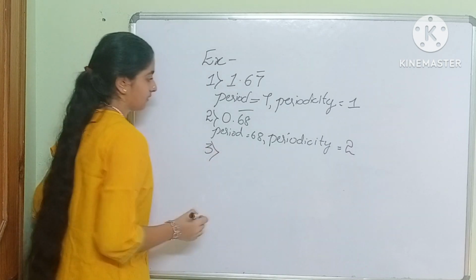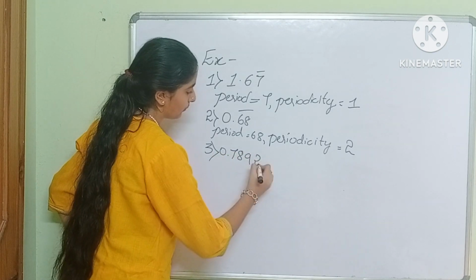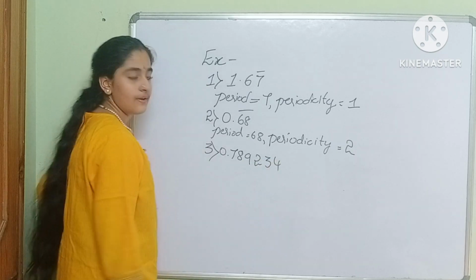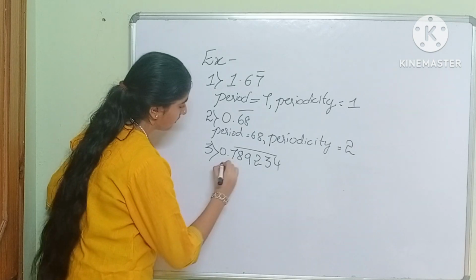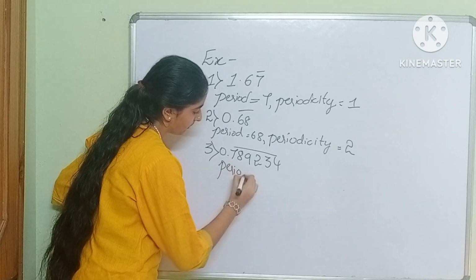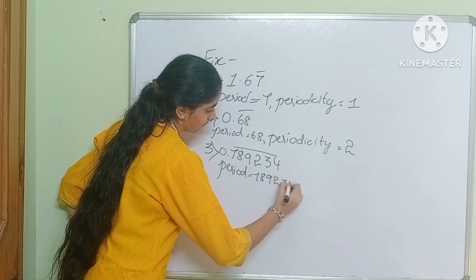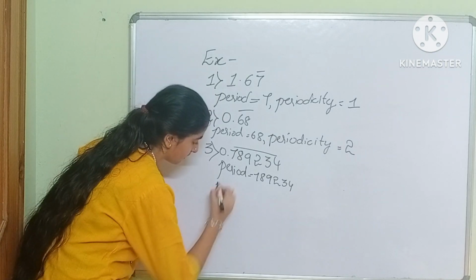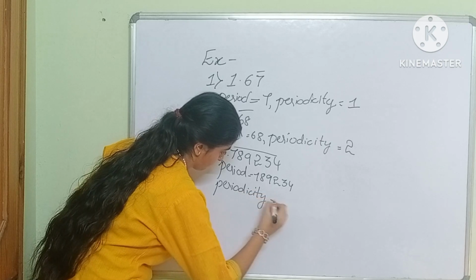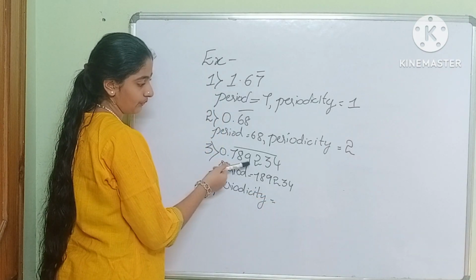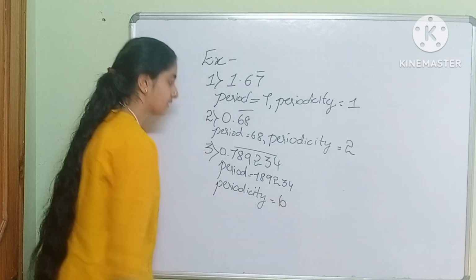Third one, 0.789234 bar. This is the number. Here the period is 789234 and the periodicity is 1, 2, 3, 4, 5, 6. 6 digits are there. So periodicity is 6.